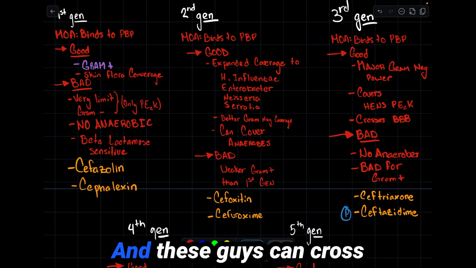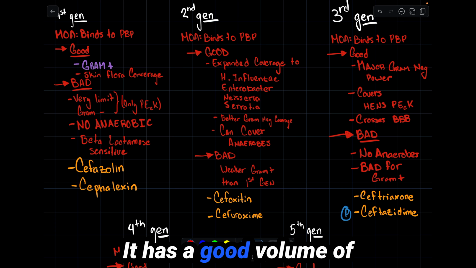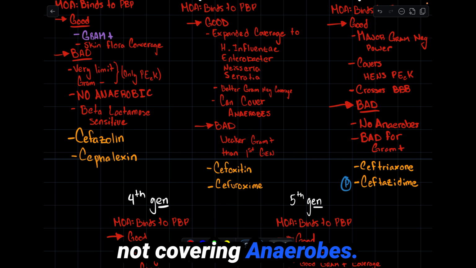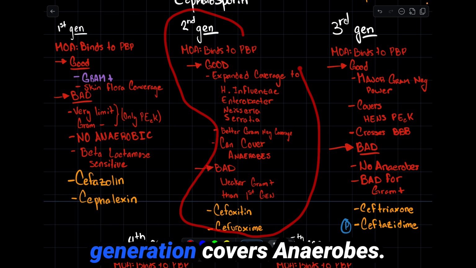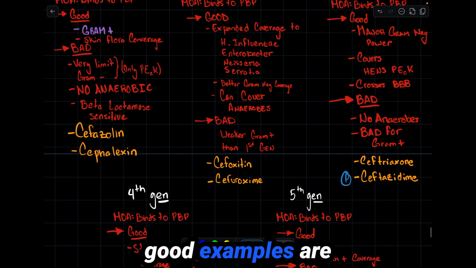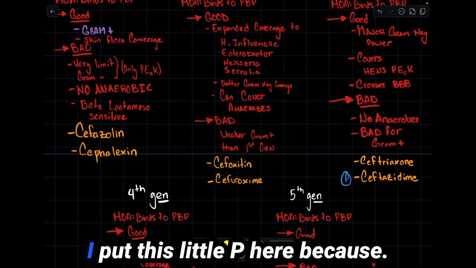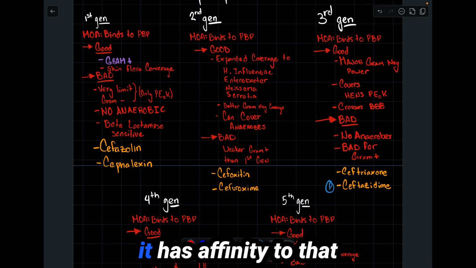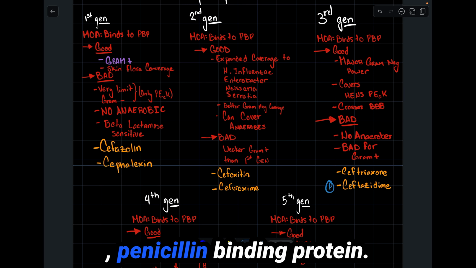coli, and Klebsiella. And these guys can cross the blood-brain barrier. It has a good volume of distribution. It's bad because they go back to not covering anaerobes. So far, only second generation covers anaerobes. They're bad for gram-positive, and good examples are ceftriaxone and ceftazidime. I put this little P here because this third generation specifically is good for Pseudomonas, so it has affinity to that specific pseudomonal penicillin binding protein.